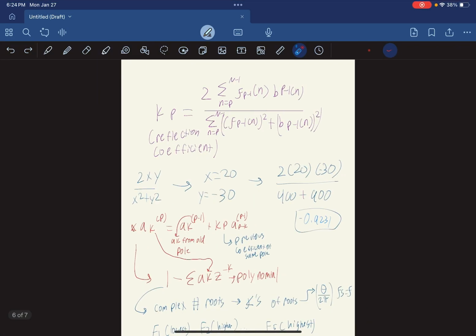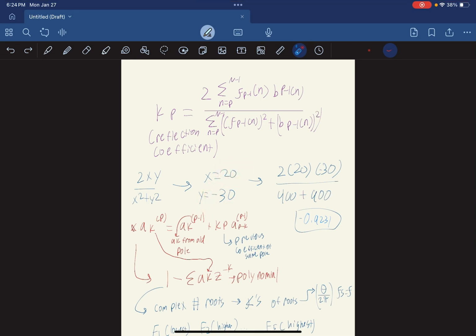Okay, now what we're going to do once we have found these. Oh, this is a sample calculation down here that I did just to show you guys. Let's just say, for our arbitrary numbers, our forward prediction error x is 20 and our backwards prediction error is minus 30, and that is y.